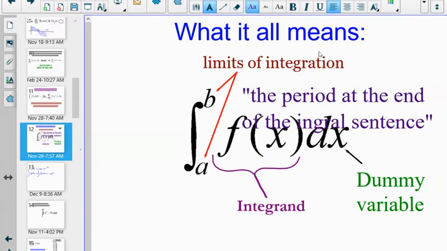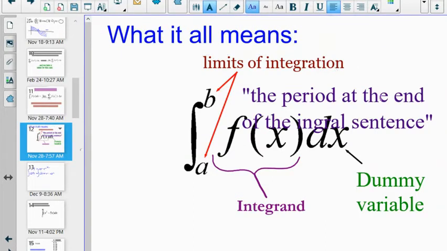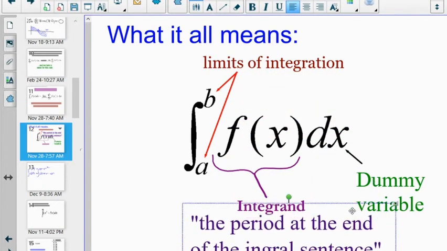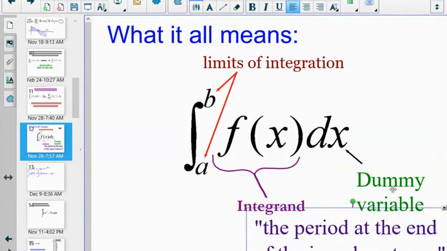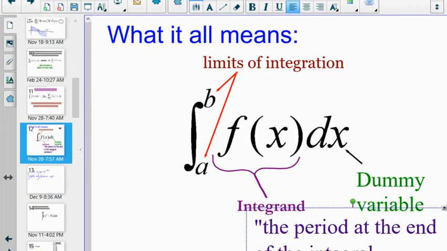It doesn't really add to the sentence. I mean, technically it needs to be there. Technically, I suppose it tells us something. I'm having a hard time moving this around, sorry. This is why I try to have my slides pre-made for these videos. That's what I'm thinking of for the dummy variable. The period at the end of the integral sentence.